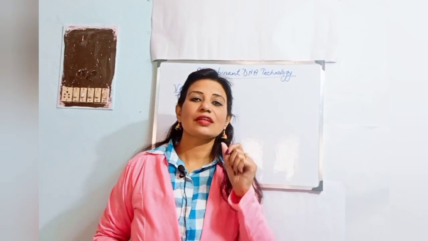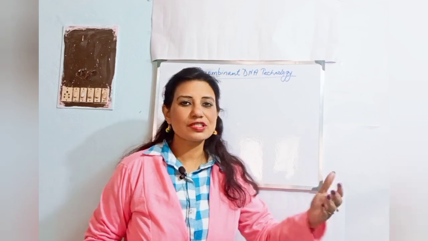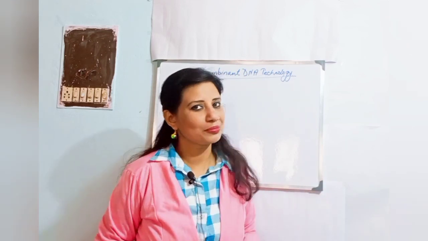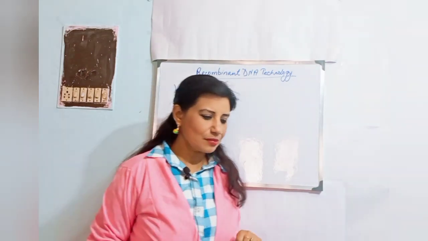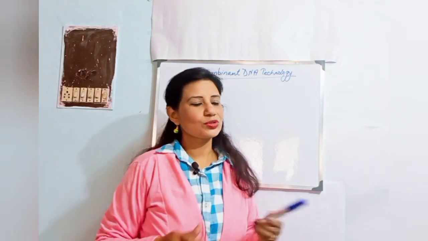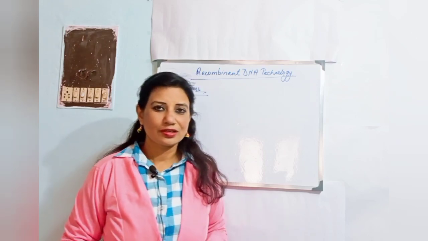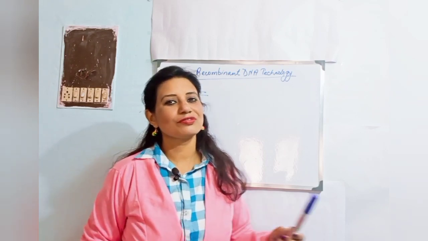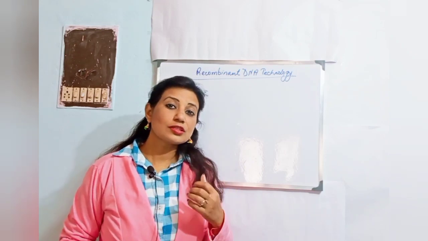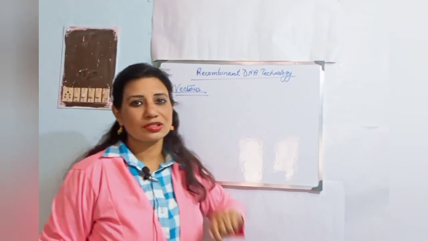A vector is a carrier or a delivering system, you can say. If I want to deliver something from somewhere, I need somebody who can do that work for me. Suppose, just for example, I want to deliver this pen and give it to someone. I can do it myself, but if I want someone else to do it for me, then that is the work of the vector. So vectors are carriers. What are they carrying? The gene of interest. In this case, we are talking about recombinant DNA technology.